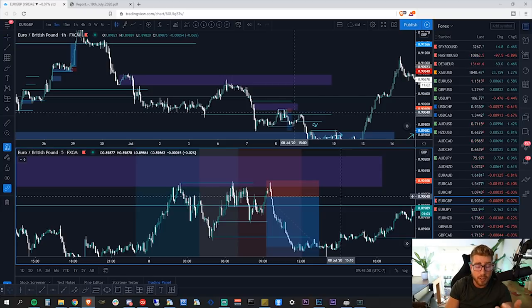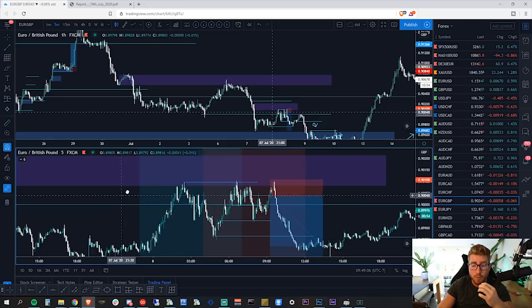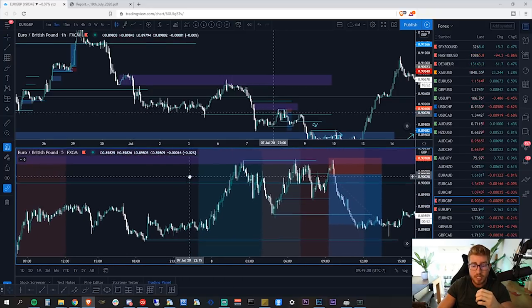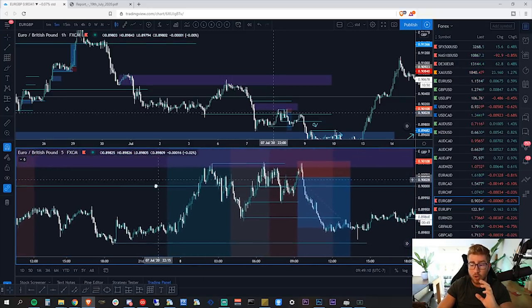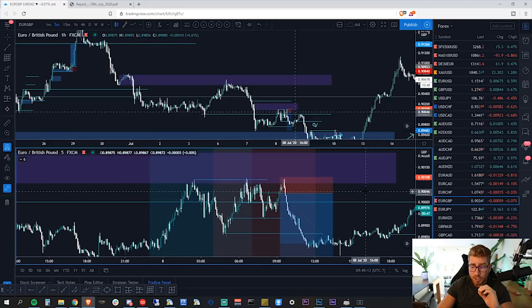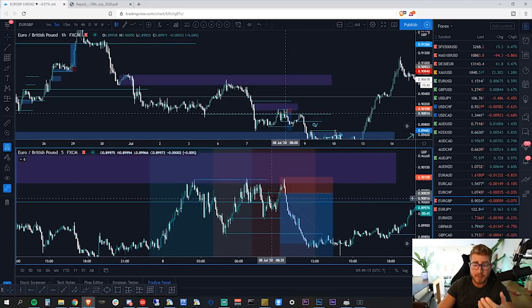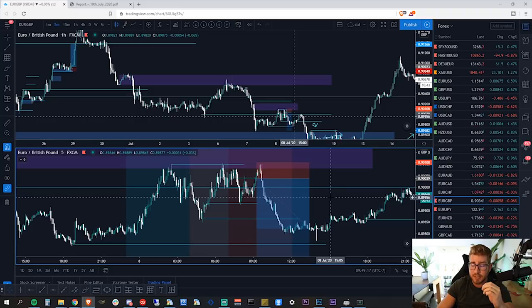So the quicker it is, the more powerful it will be. That is what I mean by optional, but there will always have to be some sort of sweep. There will always have to be a move past an important level like that. That is always going to be the case. So that part is not optional, but the speed at which that sweep happens is the optional part.